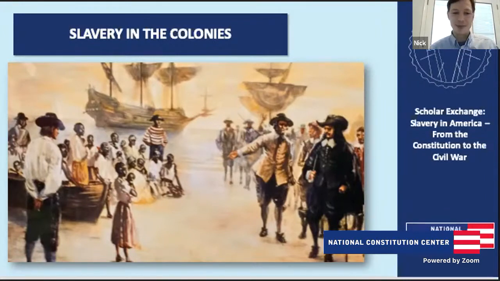We can throw out a couple of figures just because it's helpful to have an idea of what this would have looked like. Just looking at Virginia, for instance, the enslaved share of the population went from 7% to 28% in 1700 to 46% by 1750. So we're talking about a period of about 17 years going from 7% of the population to 46%.